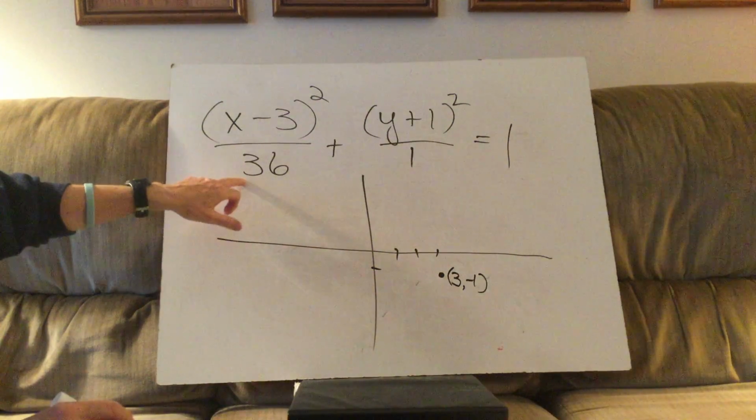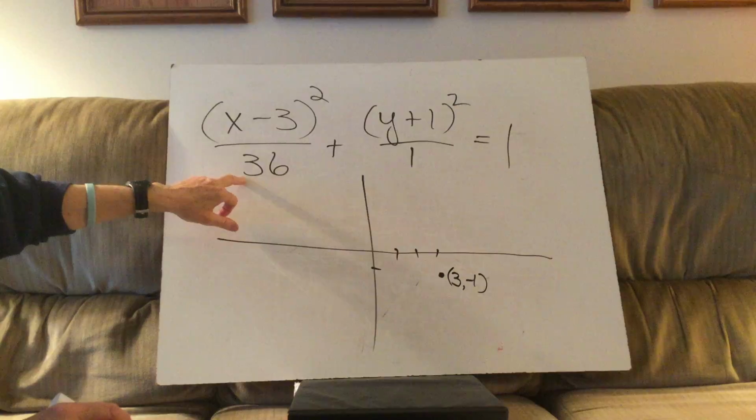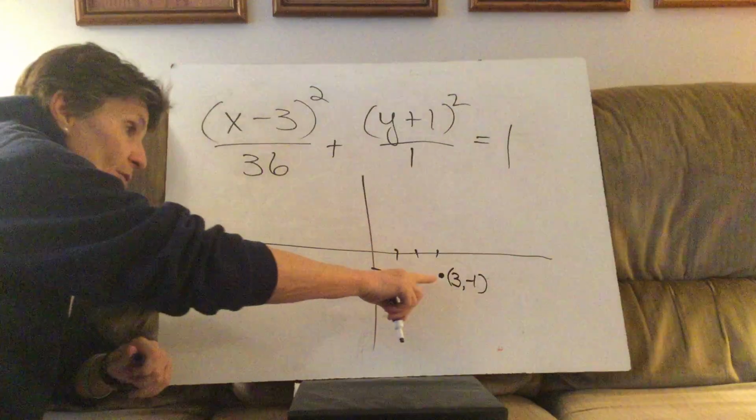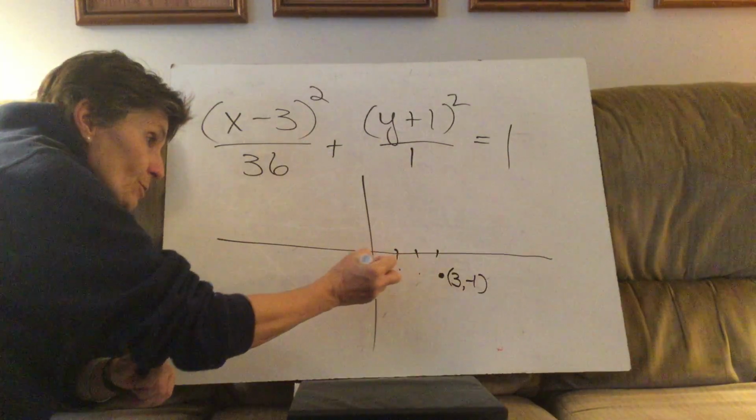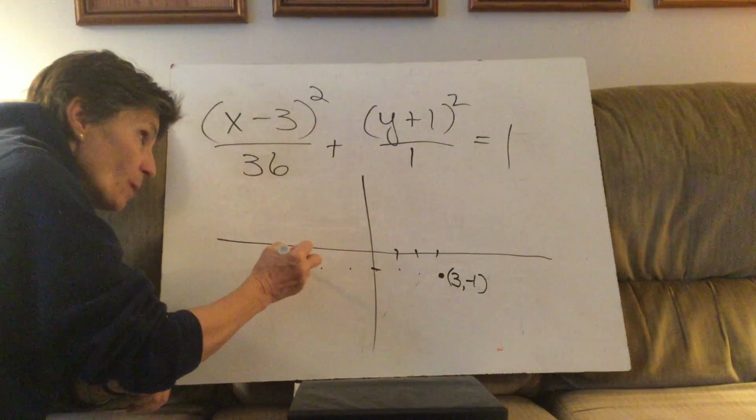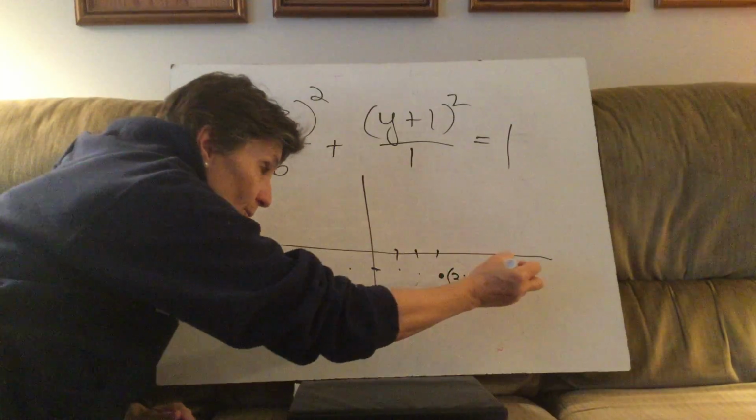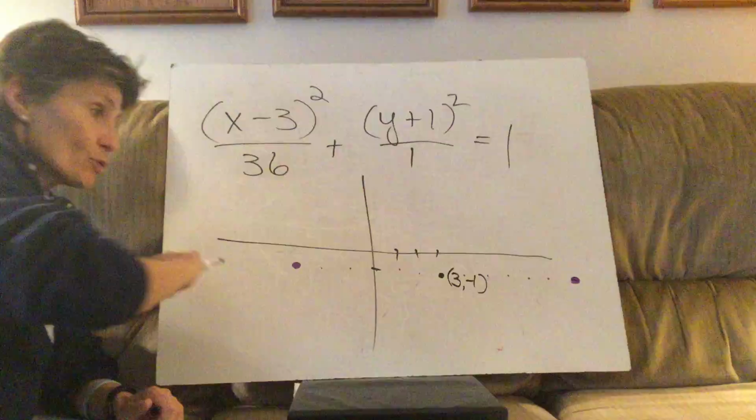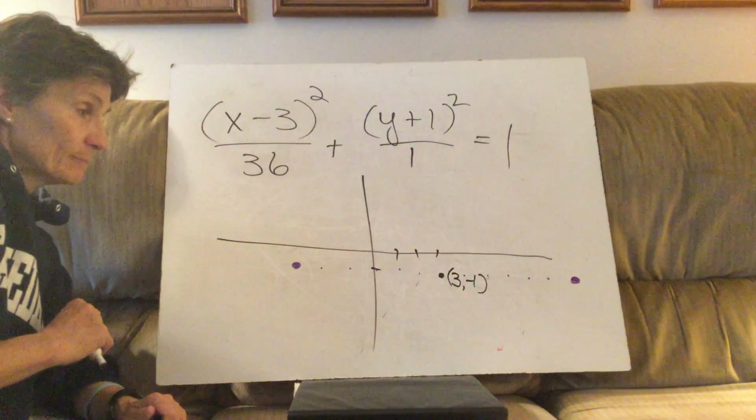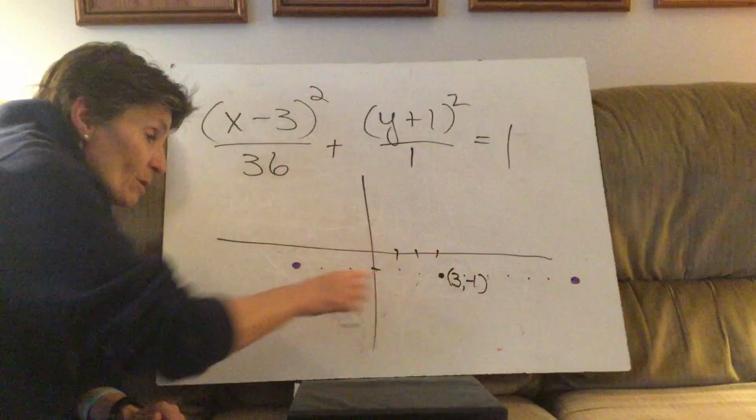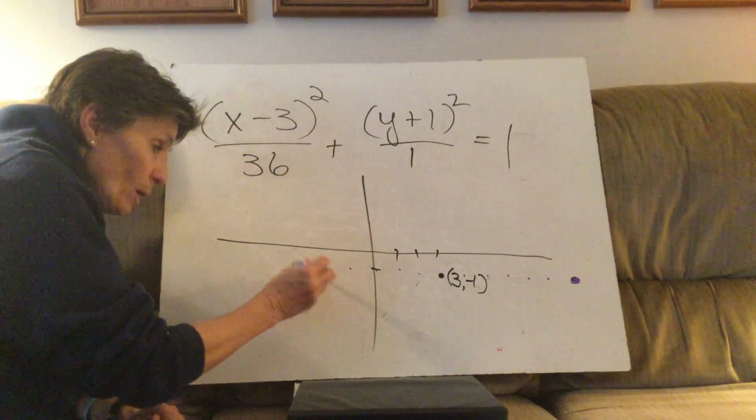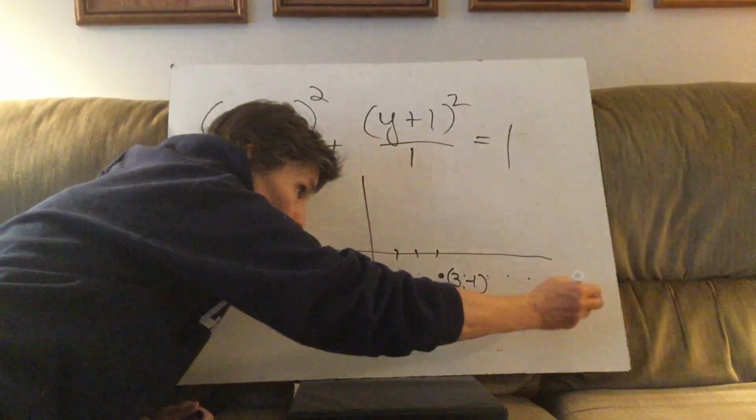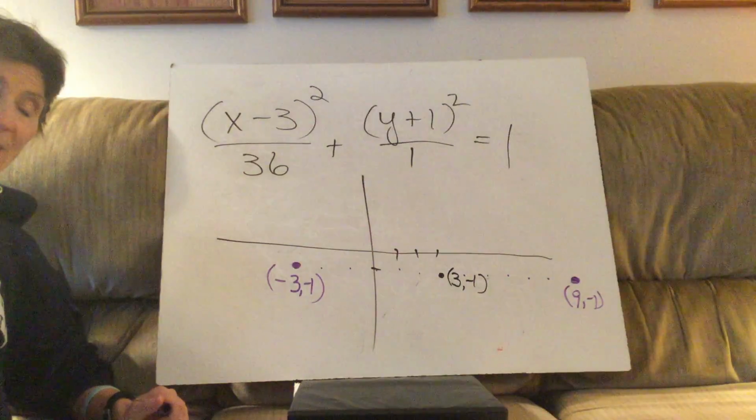Now remember that the square root of this number right here tells you how far sideways to go. So we're going to start at our center, and we're going to count 1, 2, 3, 4, 5, 6 this way, and 1, 2, 3, 4, 5, 6 this way. So we're going straight sideways 6. That would put me over here at negative 3, negative 1, and it would put me here at 9, negative 1. And if you're having trouble with that, use graph paper.